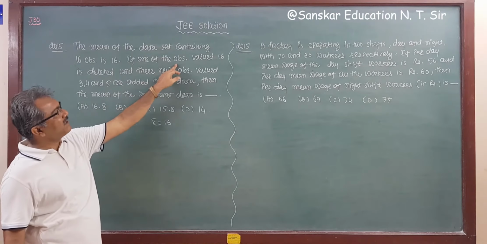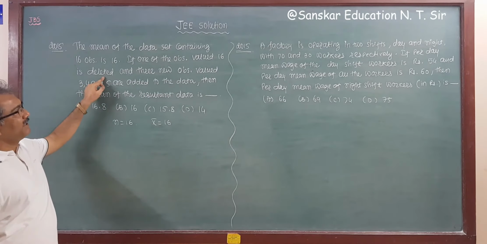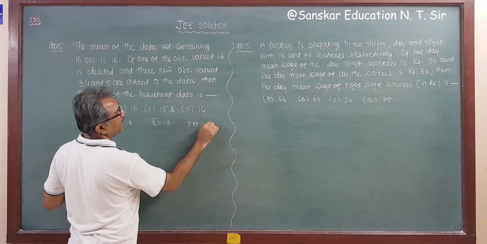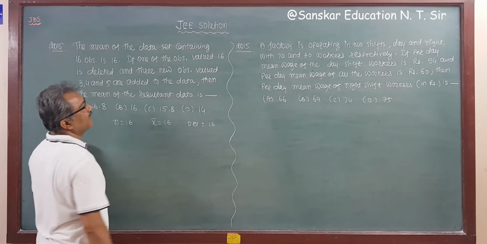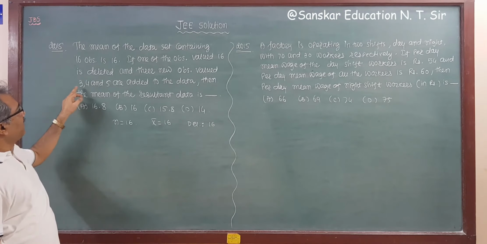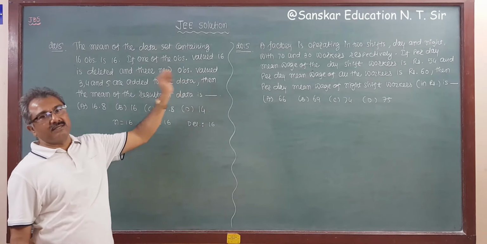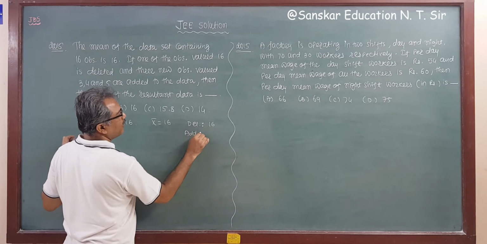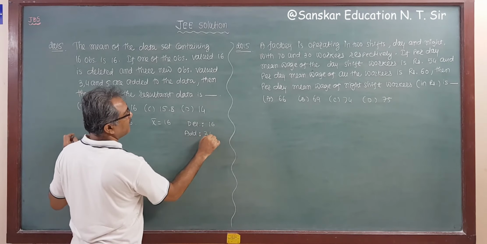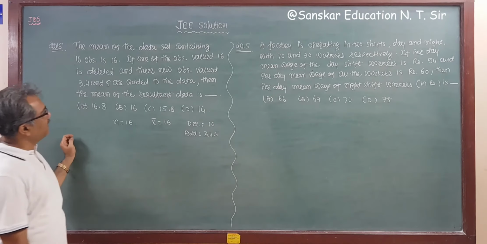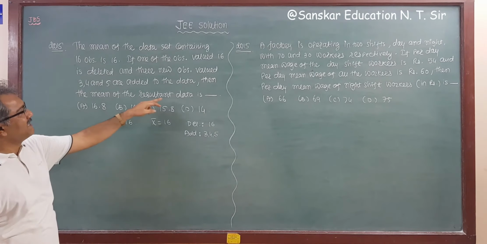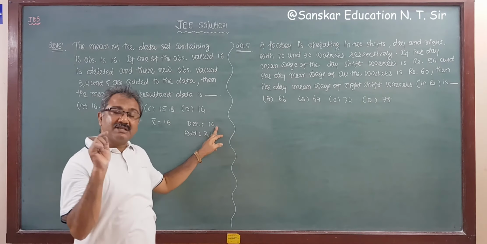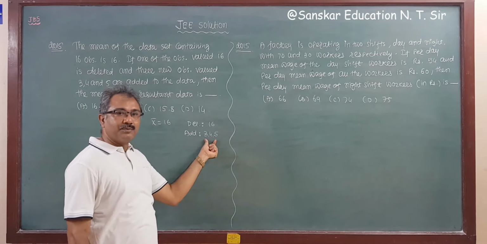If one of the observation value 16 is deleted, we have to delete 16. So delete the 16 observation, and the 3 new observations values 3, 4 and 5 are added. So add 3 observations, 3, 4 and 5, right, to the data. Then the mean of the resultant data is, so we have to find out the new mean. But here one observation we have to delete and add 3 observations.